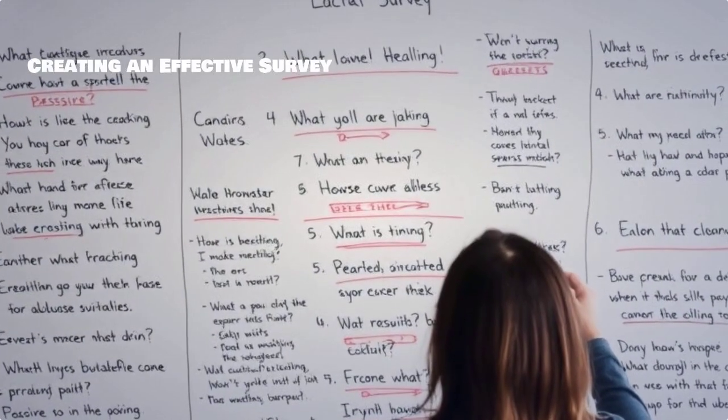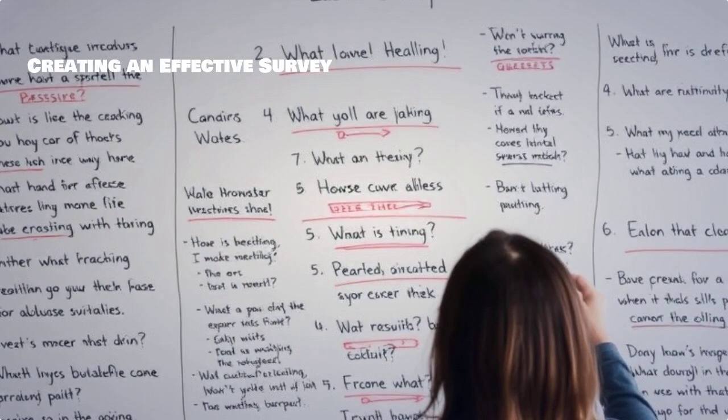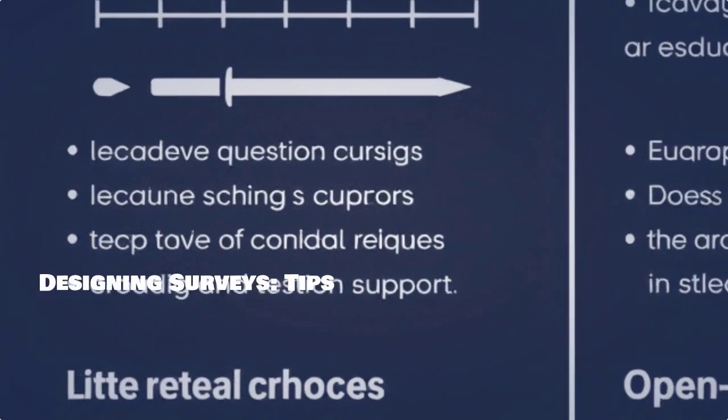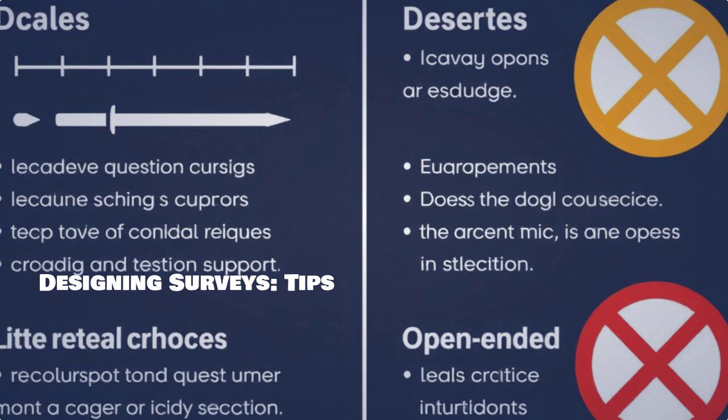Creating an effective survey begins with clear objectives. Define what information you need and tailor your questions accordingly. Designing your survey matters. Use a mix of question formats and keep your order logical to enhance respondent experience.